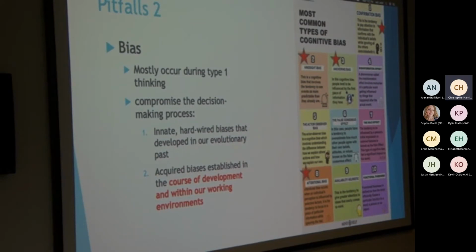Another pitfall, similar to the heuristics, is bias. There's a list of many different biases that you can see up there. I've starred a couple which I think are quite relevant to work in the pre-hospital environment. Again, they mostly happen in our type 1 thinking. When I was looking, the literature splits them into cognitive biases and then affective biases as well, both of which are known to compromise how we make decisions. I've put in red at the bottom that they talk about innate biases, the hardwired ones, but then there are the ones that we learn and that have been established in the course of our training, our working, our experience.